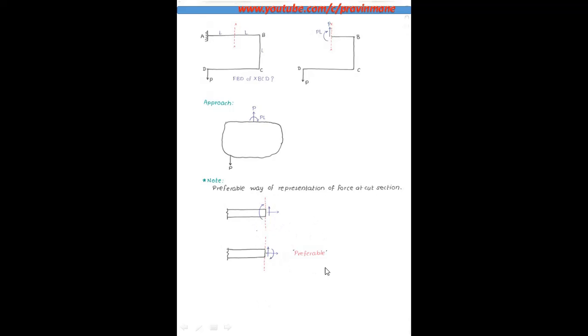Then statically indeterminate structure. What is the difference between statically determinate and indeterminate structure? The structures which are statically determinate are those where the unknowns are equal to the number of reactions.